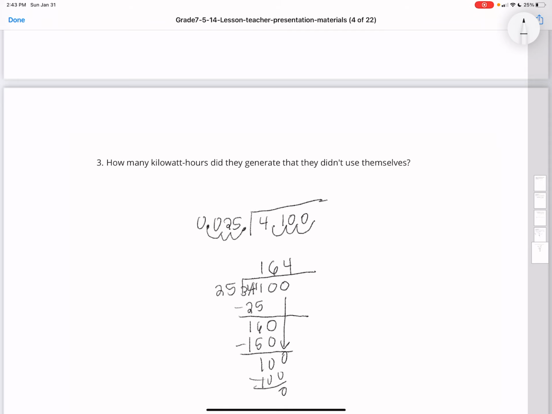And this one was a little bit more friendly. There's no remainders left, so how many kilowatt hours did they generate that they didn't use? 164. And we want to put it in the context of the situation: kilowatt hours.